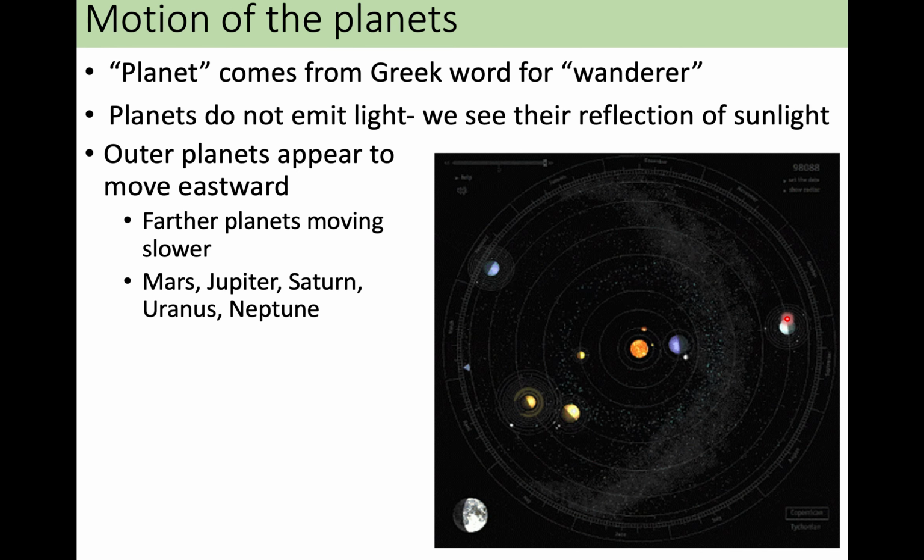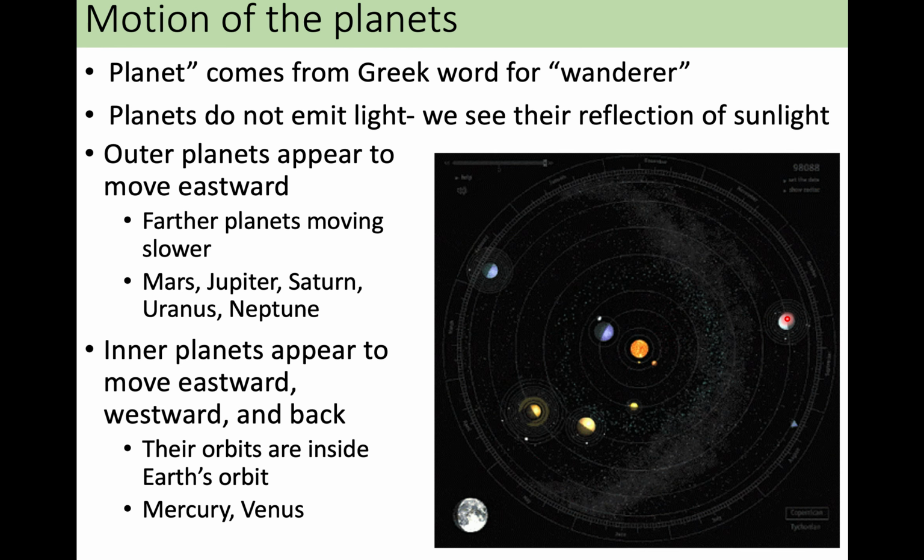The inner planets, which we call Mercury and Venus, these are the planets inside of Earth, so in between Earth and the sun. They appear to move eastward, westward, and back again in our sky. Their orbits are inside of Earth's orbit.